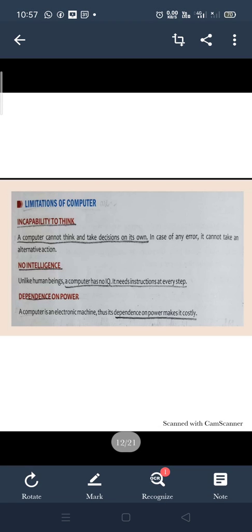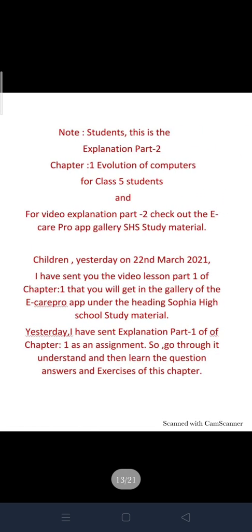No intelligence, it has no IQ like us. Okay, it needs instructions at every step, it needs a command from the user to do any work. So that is a limitation. Dependence on power, it is an electronic device, so it needs power and electricity, which makes it costly. Okay, so these are all the limitations of the computer.